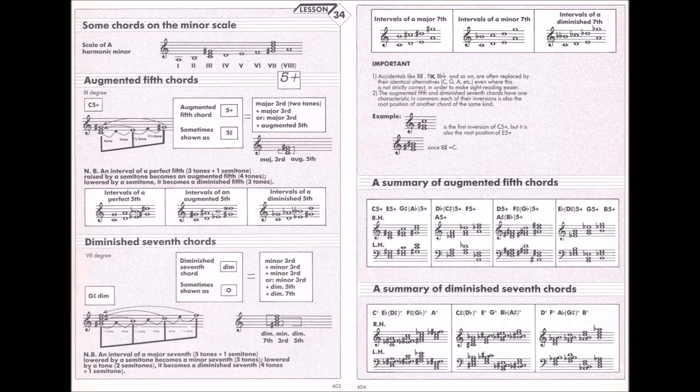Major sevenths, C to B, D to C sharp, and so on, are only a semitone below an octave. Minor sevenths are lowered another semitone, C to B flat, D to C, and so on. And diminished sevenths come down yet another semitone, C to B double flat, D to C flat, and so on.